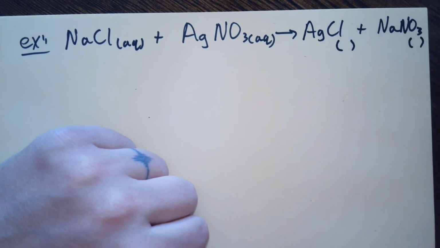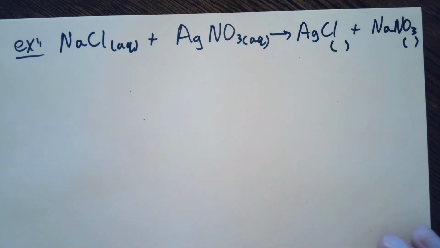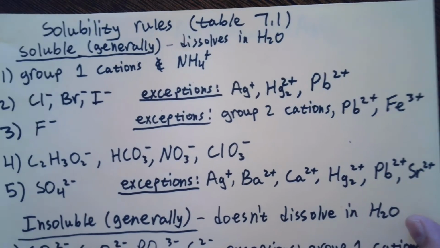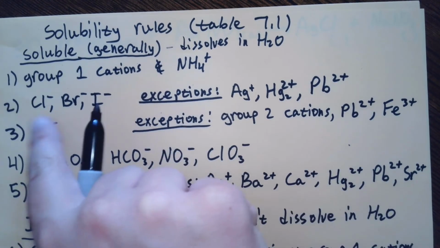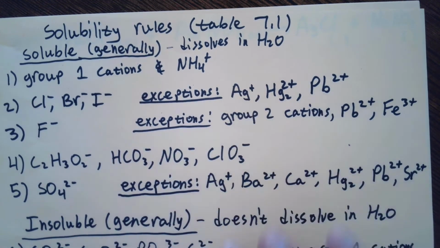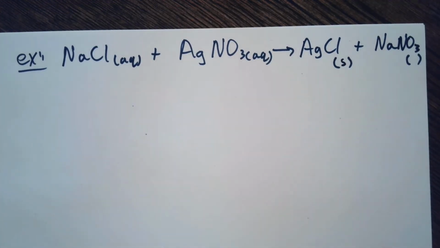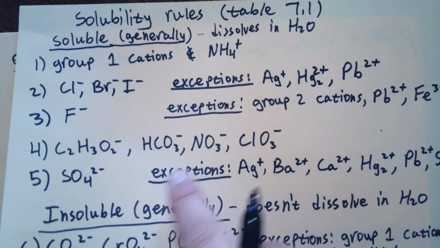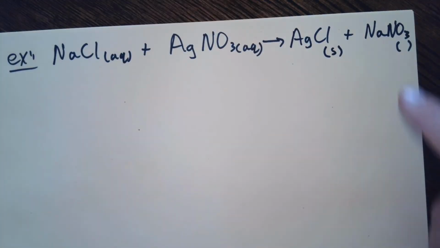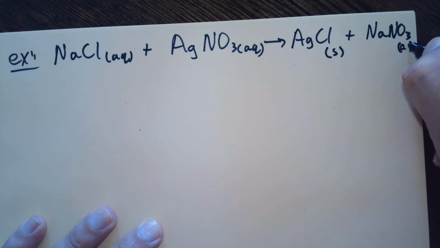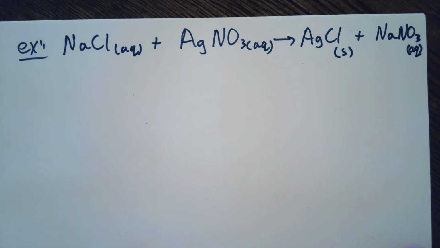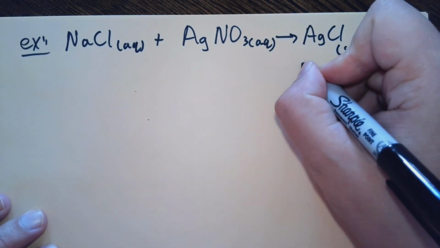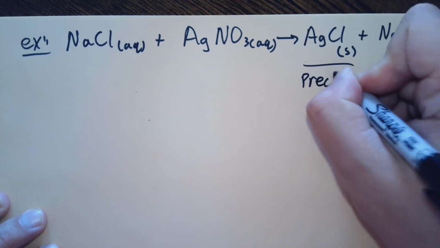And now I've got to figure out what the phases are based on my solubility rules. So AgCl, silver chloride. Chlorides are generally soluble unless they're paired with silver. So that means we've got a solid. Okay? NaNO3, group 1 cation, also NO3. So rule 1 of 4 says that this is going to be soluble. That means aqueous. Okay? So this is a precipitation reaction because we have a precipitate.